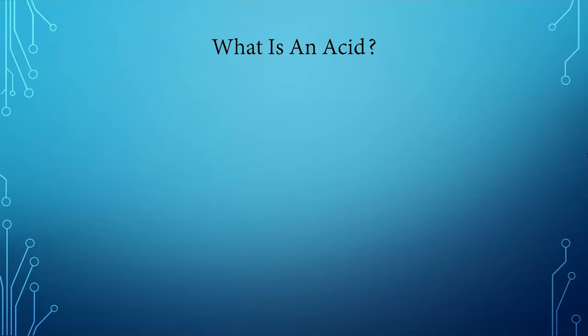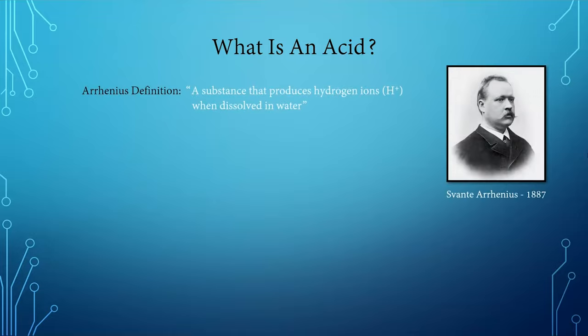Well, there are many different definitions of what makes an acid. One of the earliest ones, back in 1887, was proposed by Svante Arrhenius, and that was that an acid is simply a substance that produces hydrogen ions when you dissolve them in water. So H+ is essentially the active ingredient of an acid. For example, if we take hydrogen chloride gas and dissolve it in water, it will produce hydrogen ions and chloride ions.